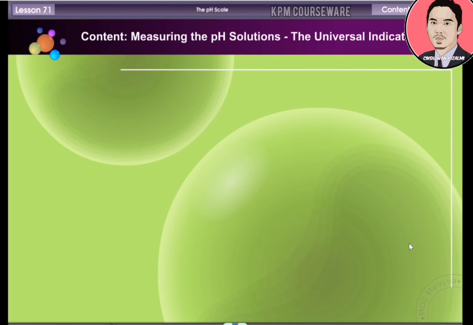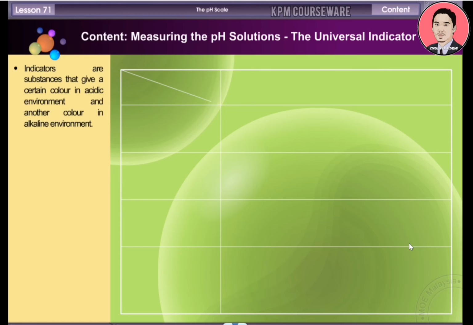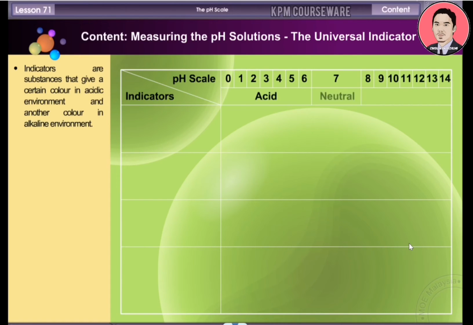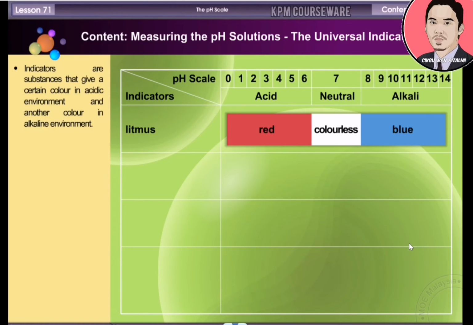We can also measure the pH of a solution using indicators. Indicators are substances that give a certain color in acidic environment and another color in alkaline environment. Different indicators change colors at different pH values. Litmus is a common indicator used in the laboratory. It turns red in acidic solutions and blue in alkaline solutions. It is colorless in neutral solutions.